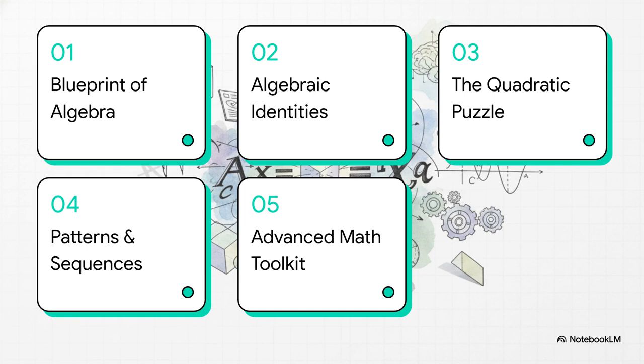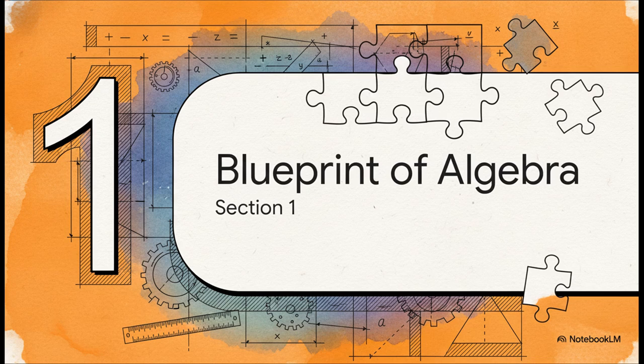To build out your mathematical utility belt piece by piece, here's our roadmap for this explainer. We'll be hitting the blueprint of algebra, decoding algebraic identities, the quadratic puzzle, predicting patterns and sequences, and finally wrapping up with the advanced math toolkit. All right, let's jump straight into section 1, the blueprint of algebra.